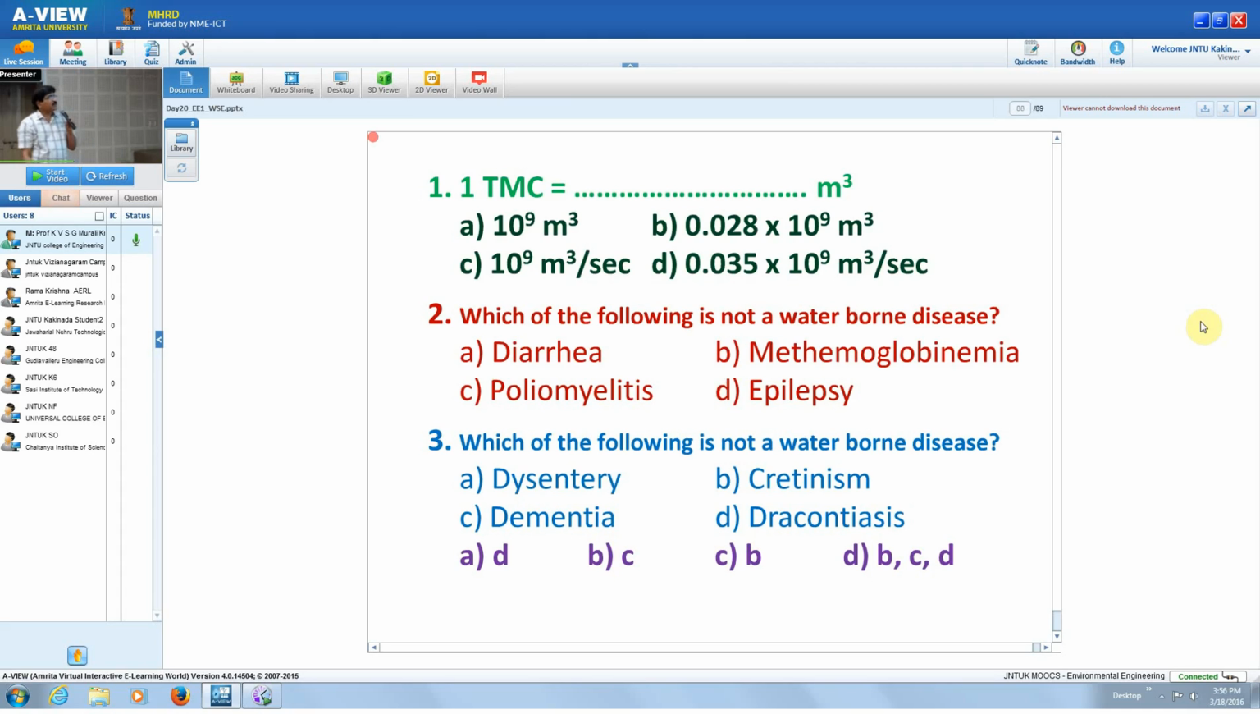Out of the 89 questions, this is the 88th slide. So this is another question. You all must be knowing this question. What is the answer? Please write very quickly. 1 TMC is equal to dash meter cube.